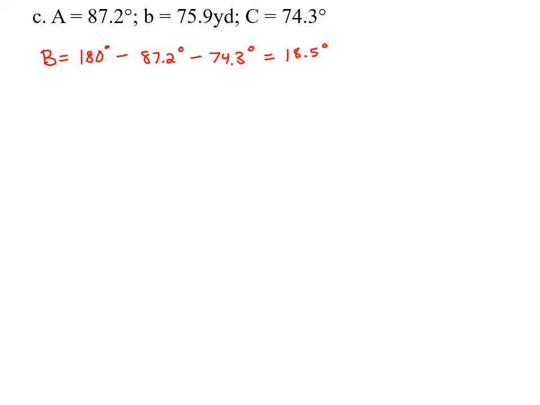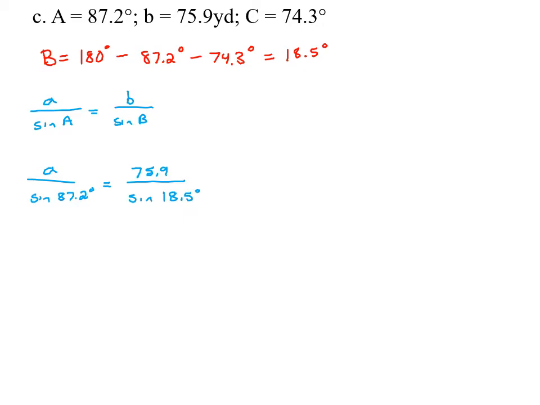So I notice I don't have side a, so I'm going to work with side a first and get a over sine A. But now I know side b, so I'm going to use b and sine B as my right-hand known stuff. And so a is what I'm looking for, and I'll do sine of 87.2. b is 75.9 yards divided by sine of 18.5 degrees. And we'll move the sine of 87.2 to the other side and say that a equals 75.9 times the sine of 87.2 divided by the sine of 18.5 degrees. And then we're back to the calculator, typing it in, 75.9, oops, 0.9 off there, times the sine of 87.2 divided by the sine of 18.5.